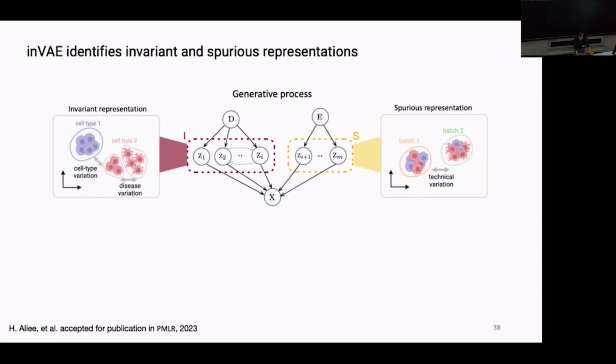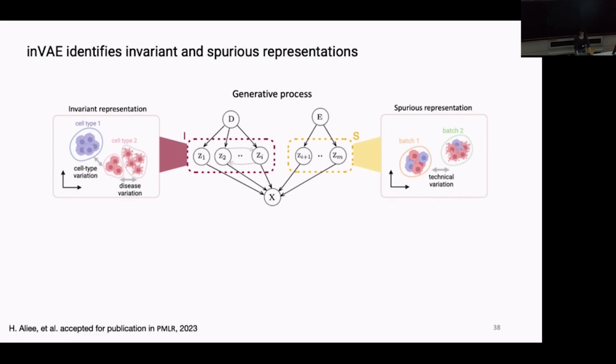From the invariant latent variables, we can learn the invariant representation, which should hopefully capture the variations across cell types and also the different conditions that we have specified here. For example, here I'm showing you disease, but it can also be age, or sex, or other types of variations of interest. And using the spurious latent variables, we can also have a spurious representation that should capture the technical variation between the data.